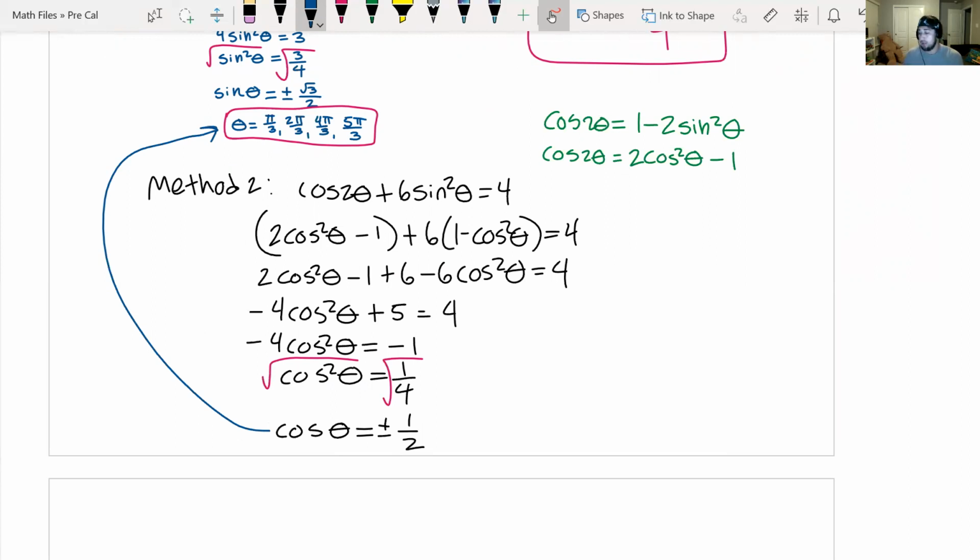There you go. No matter what identities we use, the first one I put it all in terms of sine, the second one I put it all in terms of cosine. No matter what, we get the same values. Okay, I will stop it there because that's enough formulas for today.